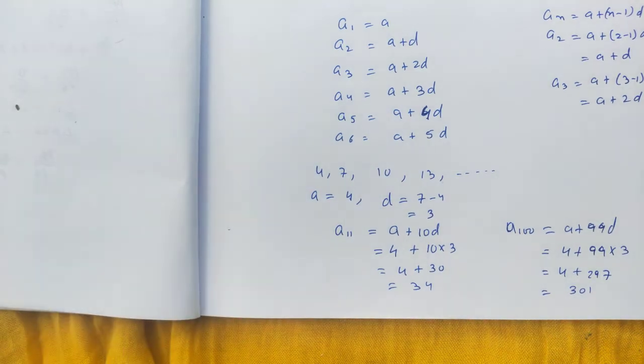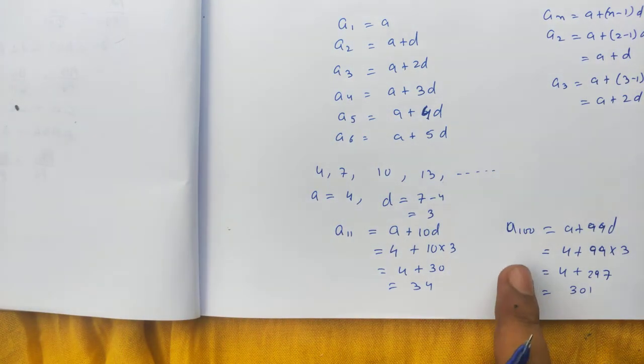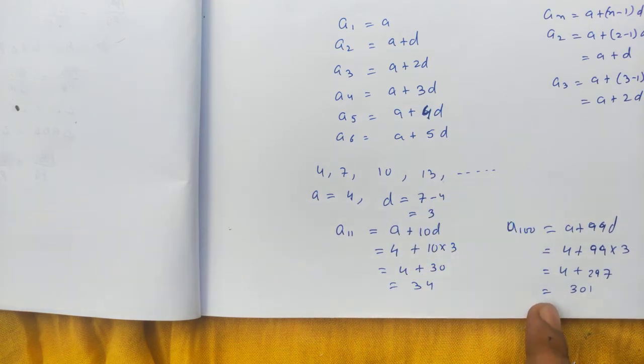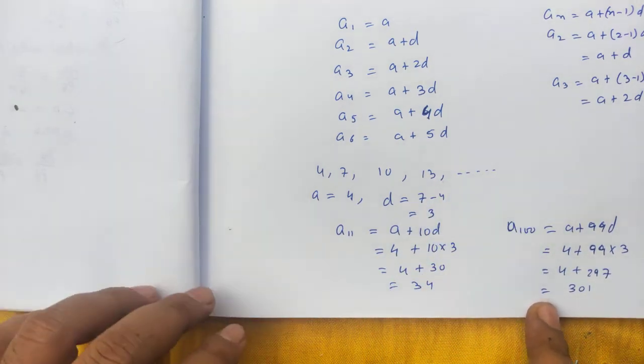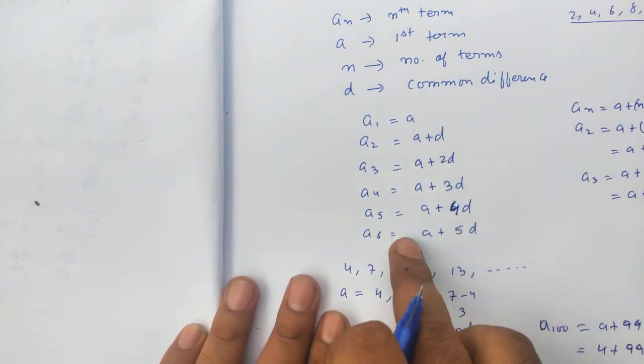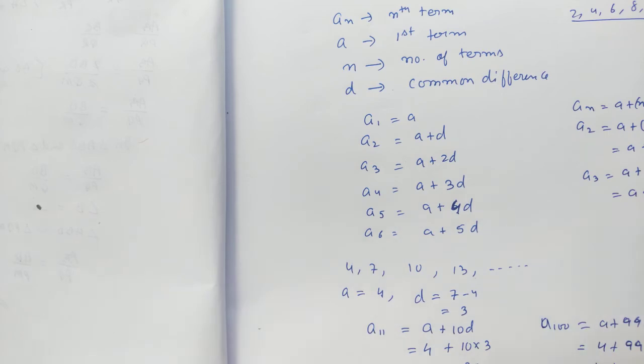So without actually writing each term, we can find the 100th term directly. Clear? So remember this formula and the short way to write the value also. Please write it down.